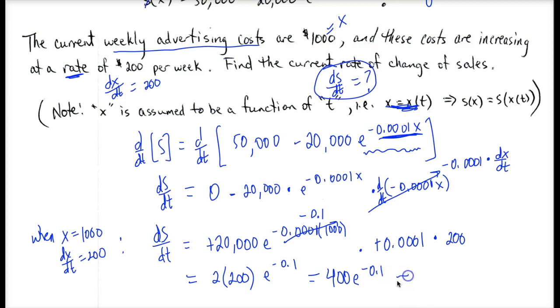All right, and so here we see that this turns out to be about $361.93 per week. And so we're saying at this snapshot in time, if we're currently investing $1,000 a week in advertising, and we know that the costs are going to increase by $200 a week, then we know that the current change in the amount of money in sales that we're getting per week at that particular moment is going to be $361.93 per week at that moment.